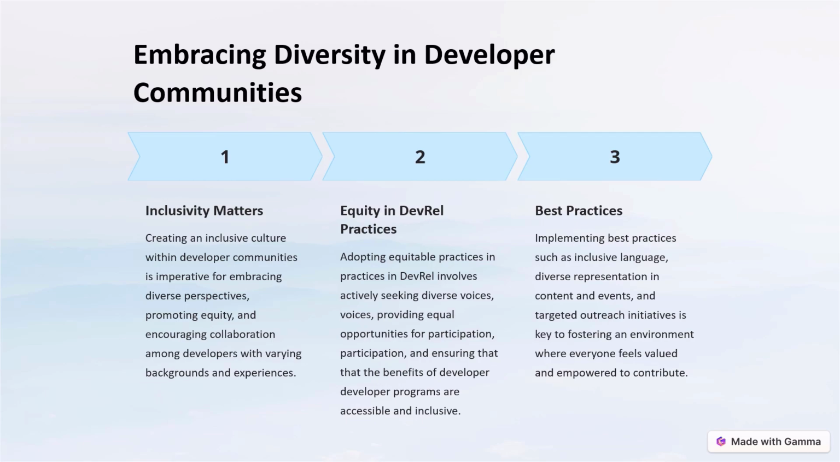Now the developer community is full of diversity. You cannot have a single kind of developer, like all are PHP developers, all are open source, all are SaaS. No, that can't be. So inclusivity matters. Creating an inclusive culture with different developer communities, having different types of people in a single community, is like culture only. It brings diverse perspectives, it promotes equity and encourages collaboration.